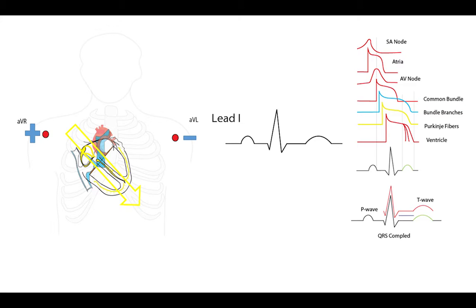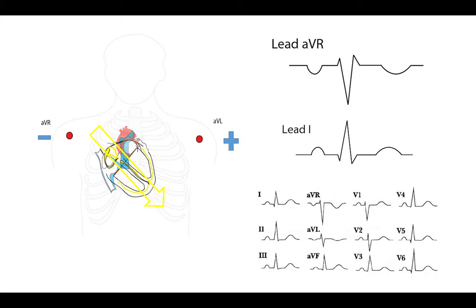The ECG machine will automatically measure the polarity between different leads simultaneously. For example, to get lead 1, AVR and AVL will be recorded. The depolarization is recorded as a positive deflection upward as the millivolts travel toward the AVL lead. Remember, the PQRS complex is a sum of all the small and large electrical activities of the heart. Take a look at the lead AVR. It's the mirror image of lead 1.